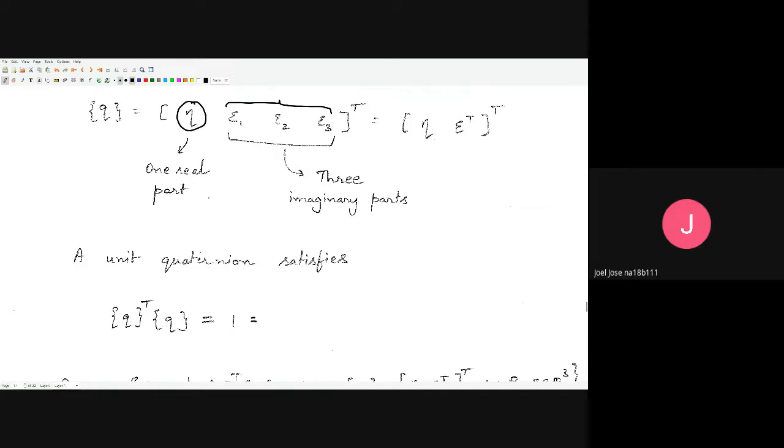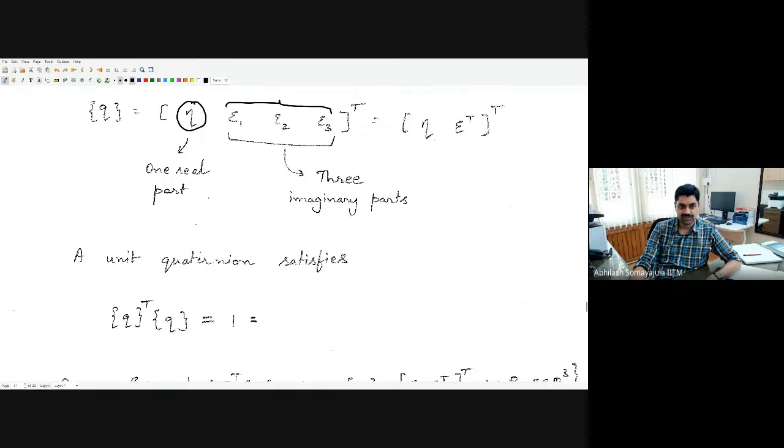The sum of squares of all the terms, right? The real parts and the imaginary parts. Correct. So we will get the sum of squares of all the terms. So we'll get eta square plus epsilon 1 square plus epsilon 2 square plus epsilon 3 square. And that should turn out to be 1. Then the quaternion is said to be a unit quaternion.